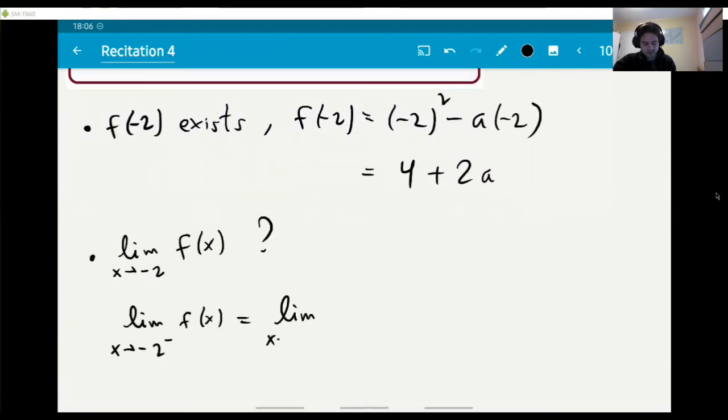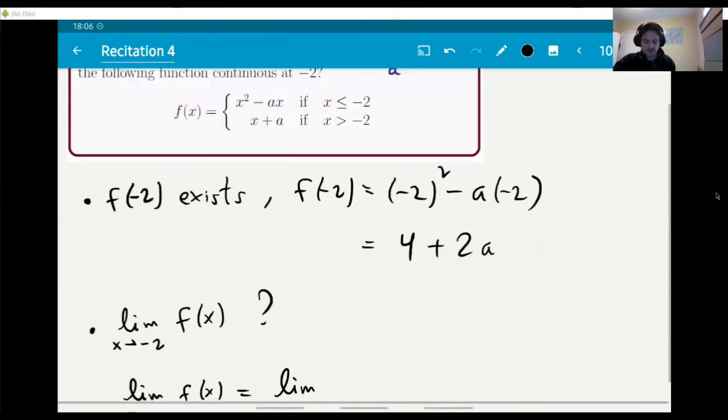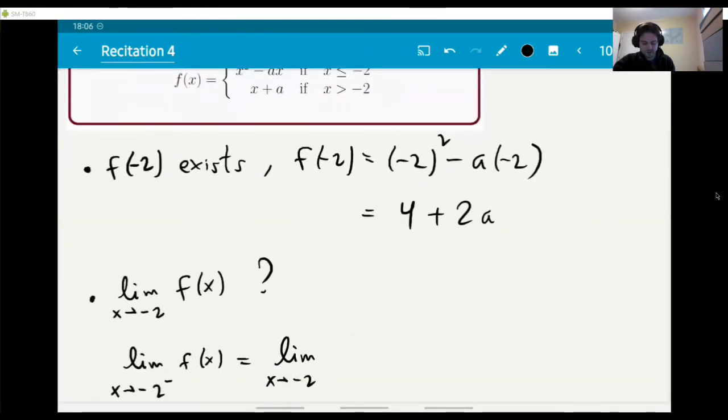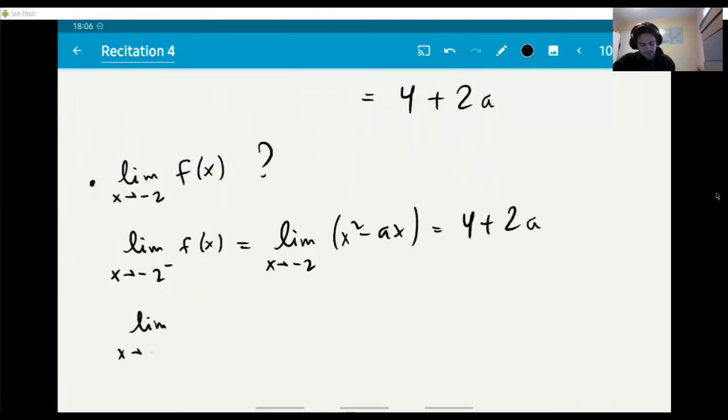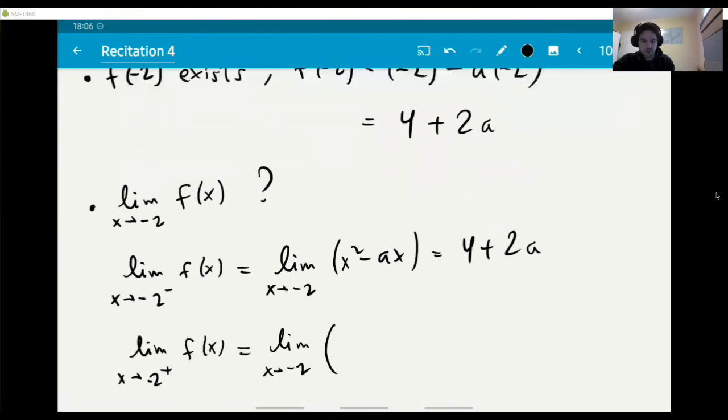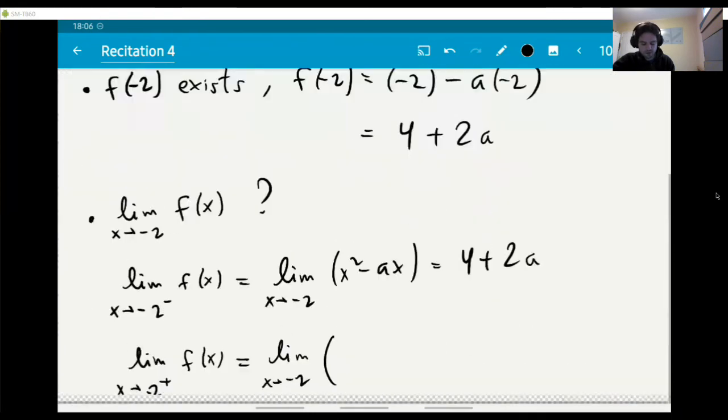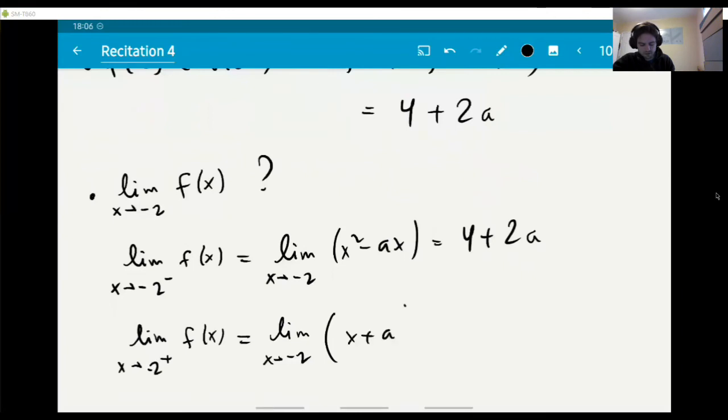If you come towards -2 from the left, then you need to use the first expression for the function, which is x squared minus ax. And plugging in -2 here, we've done this already above. This will give you the value 4 plus 2a. Now, if you come towards -2 from the right, the expression that you use for the function will be x plus a. And what happens when you plug in x equals -2 here? It's just -2 plus a.